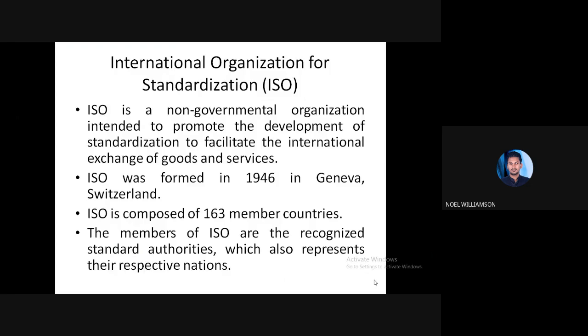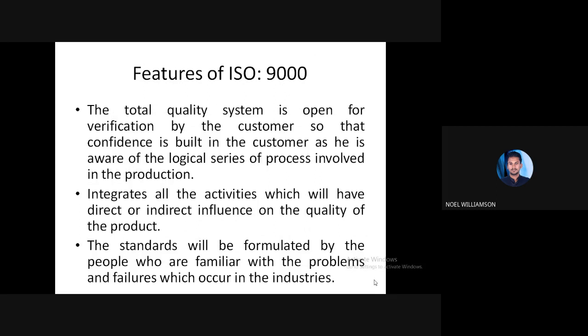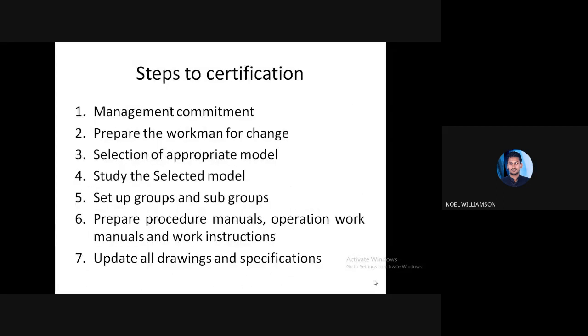Okay, we have seen the details regarding ISO standard, International Organization for Standardization, its features, benefits, advantages, disadvantages, etc. Now we'll see what are the steps for certification, how to get certified to the ISO. So it is a four-step procedure. So one by one we will see.